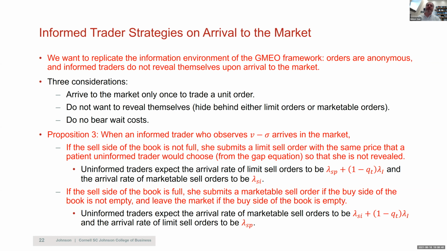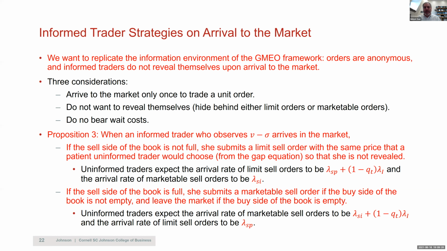Let's say an informed trader arrives in the market and she saw a low value, V minus sigma. If the sell side of the book is not full, what do I mean? If an uninformed trader who would arrive in the market would still have a gap for him to submit a limit sell order, because the informed trader doesn't bear waiting cost, limit orders will always be more profitable for her than marketable orders. Then she would choose to submit a limit sell order, and she would use exactly the same gap as the patient uninformed trader, because any other price will reveal her immediately. So she will choose exactly the same price.